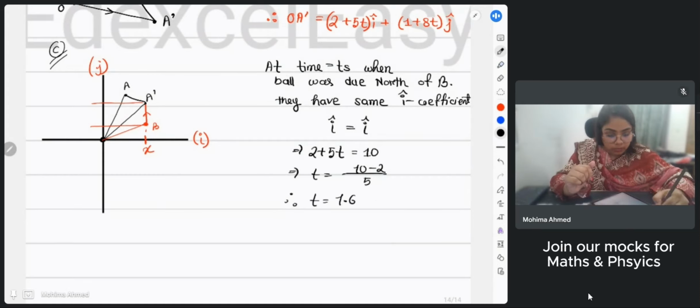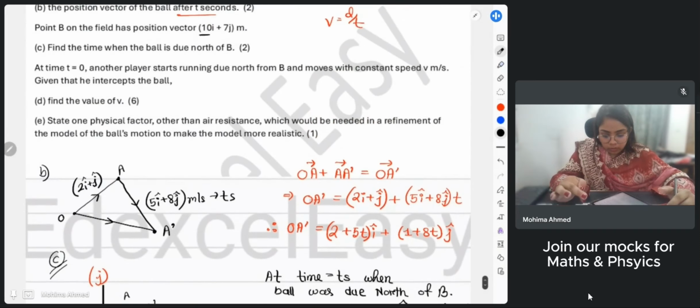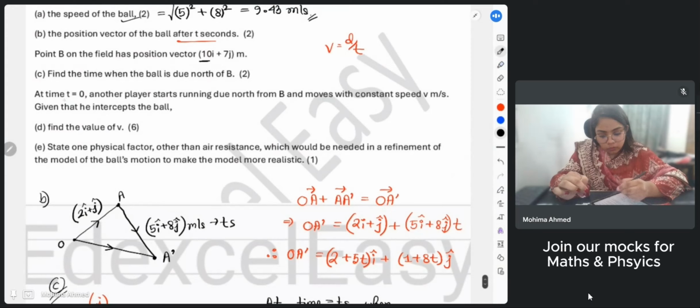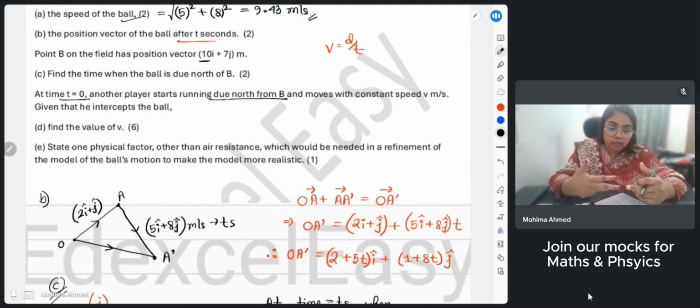Okay, so that was the working for part C. We will do the working for part D. At time t equals 0, another player starts running due north from B. The player starts from B and travels to meet that ball at the north position, and moves with constant velocity v.